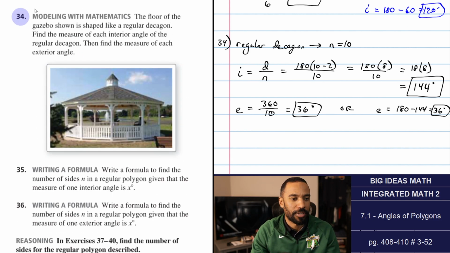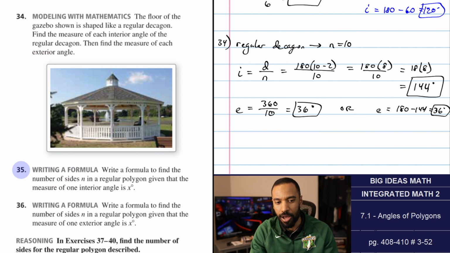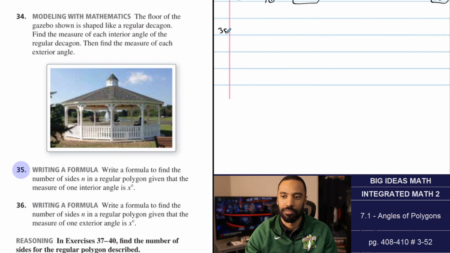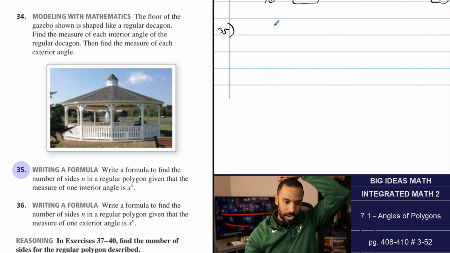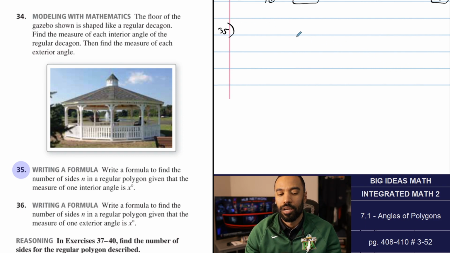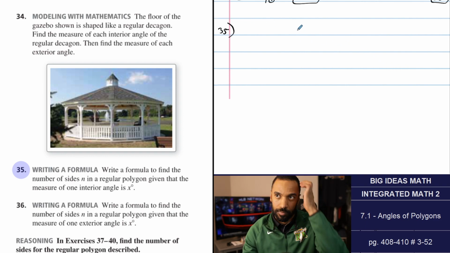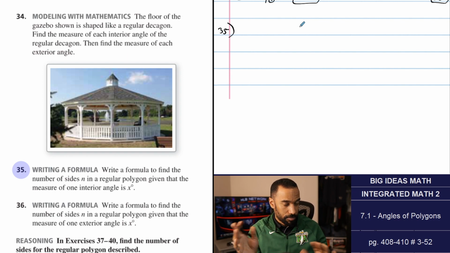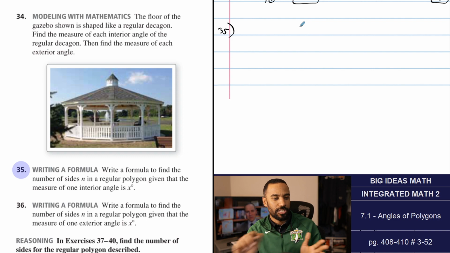All right, writing a formula, number 35. Write a formula to find the number of sides n in a regular polygon given that the measure of one interior angle is x degrees. The number of sides is also the same as the number of angles. Keep that in mind. It says one interior angle is x degrees.